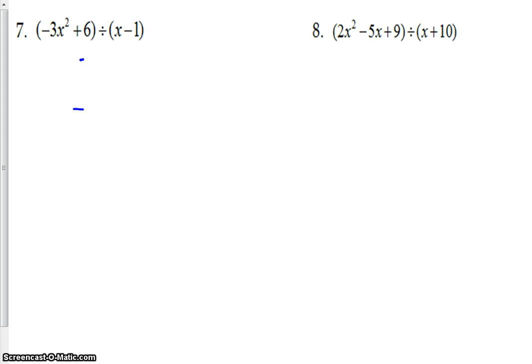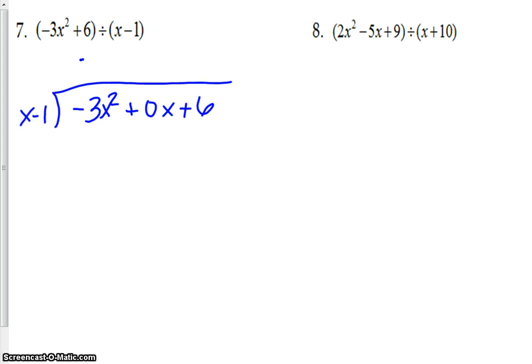So like this one I would write down here is negative 3x squared plus 0x plus 6. That's what you're going to be taking and dividing by x minus 1.